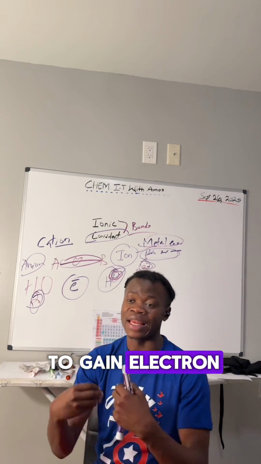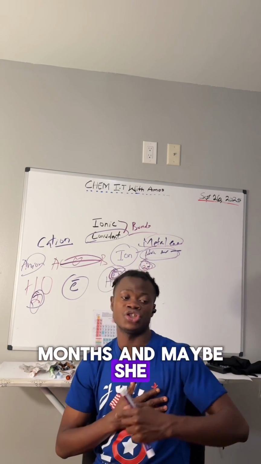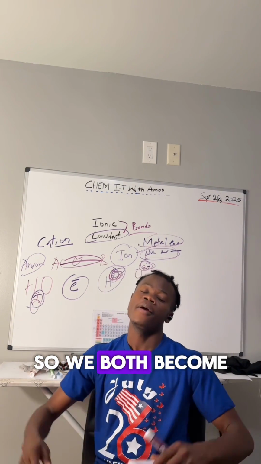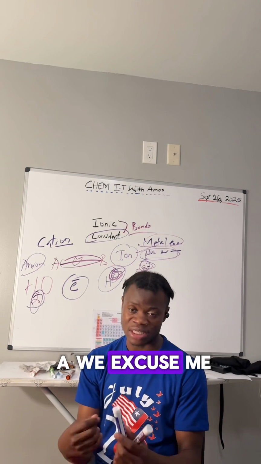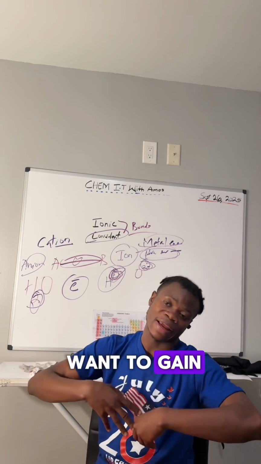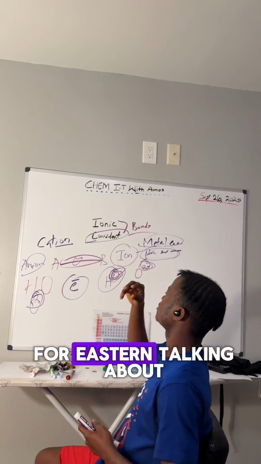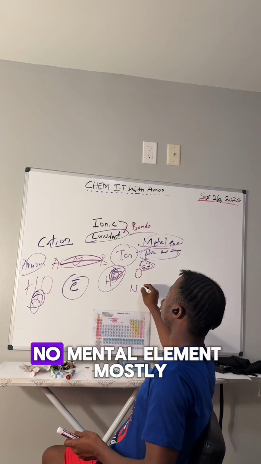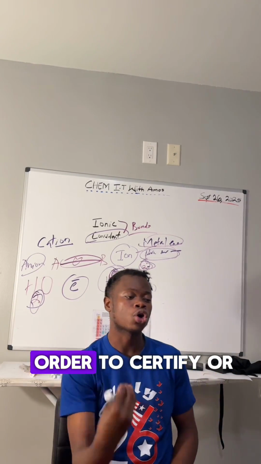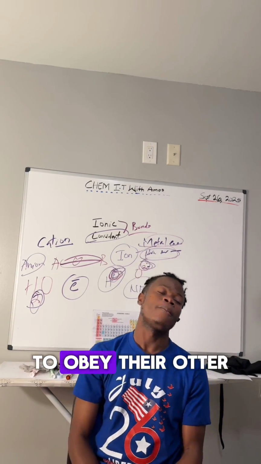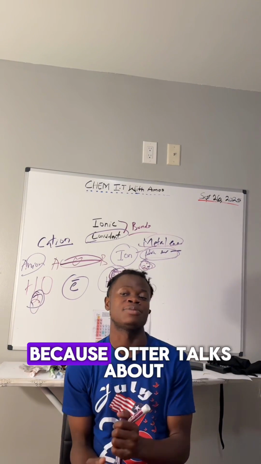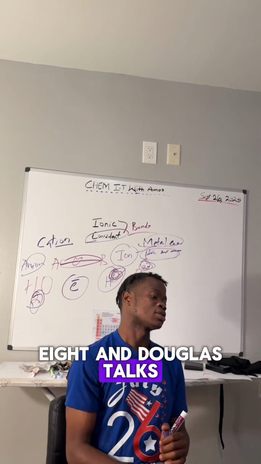to gain electrons. For instance, Amos and maybe she is XYZ, she wants to gain electrons and I too want to gain electrons. So we both become non-metal elements because we want to gain. Talking about non-metal elements, mostly we say they want to gain electrons in order to satisfy their octet or duplex rule. We say octet or duplex because octet talks about 8 and duplex talks about 2.